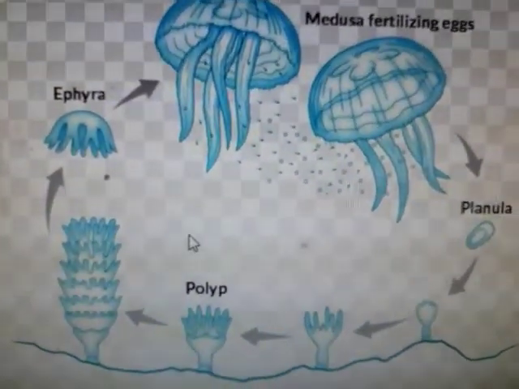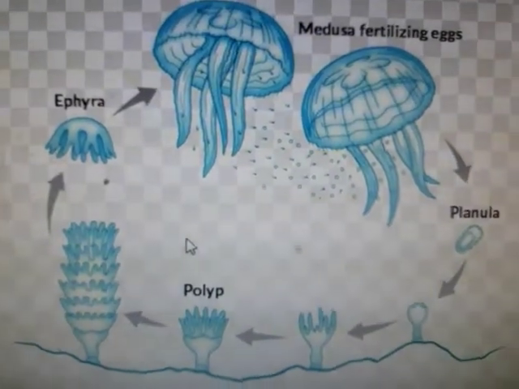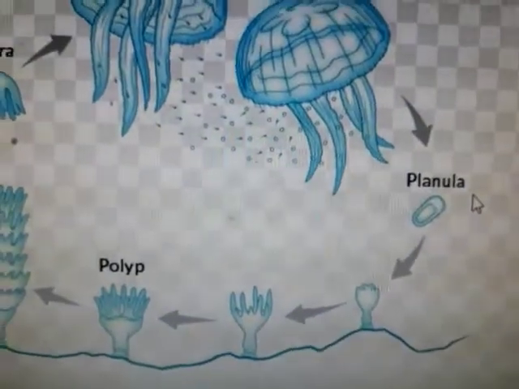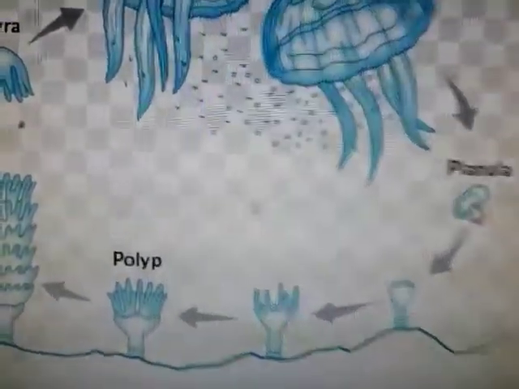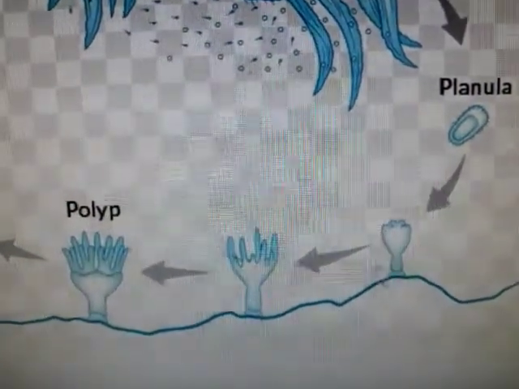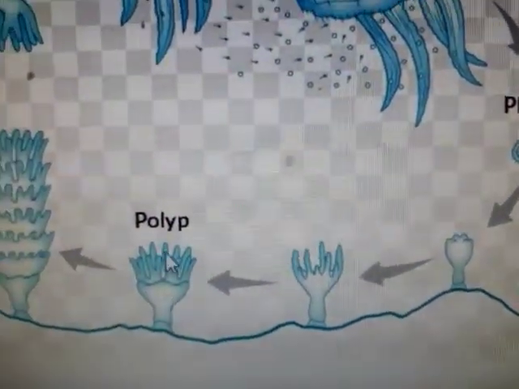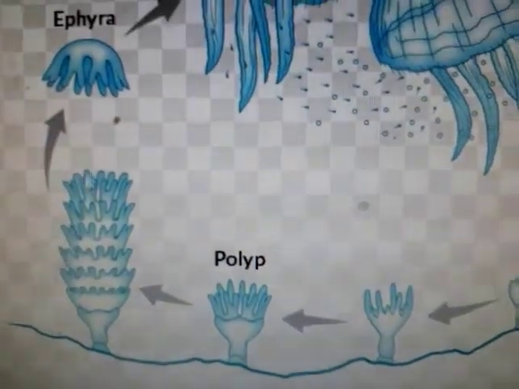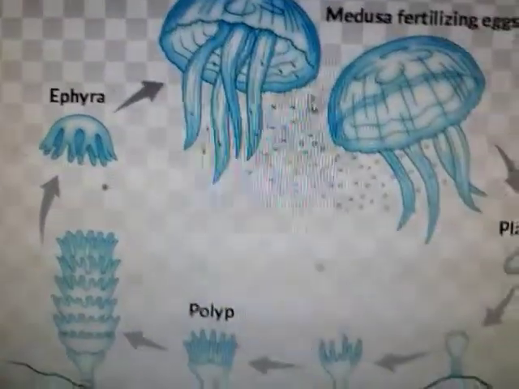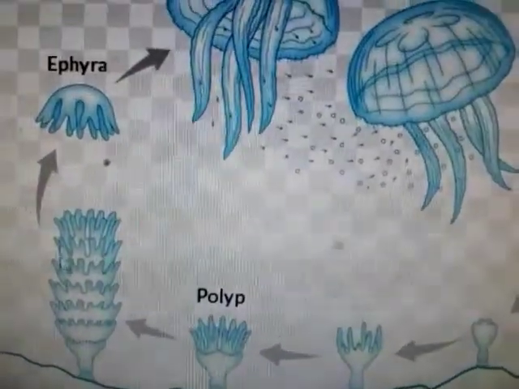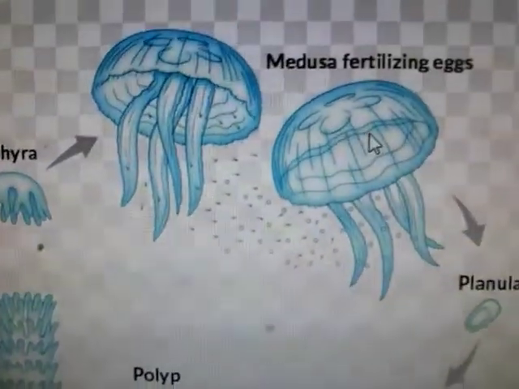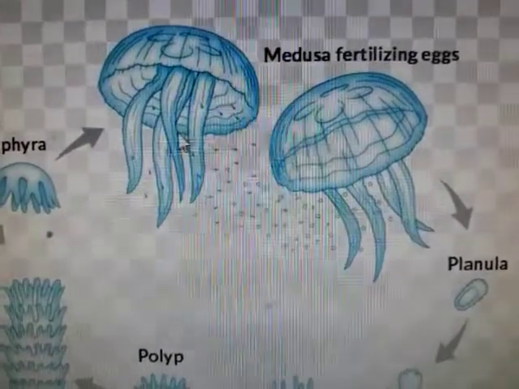Jellyfish or Aurelia is also an example of phylum Coelenterata. These are fertilized eggs, planula larva, developed into polyp, and this produces ephyra. These ephyra then develop into medusa. There are many ephyra, and then each ephyra develops into an adult medusa or jellyfish.